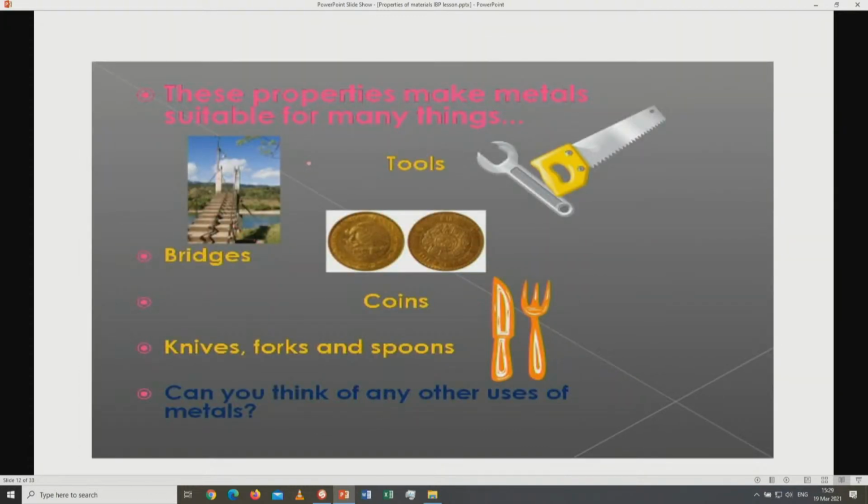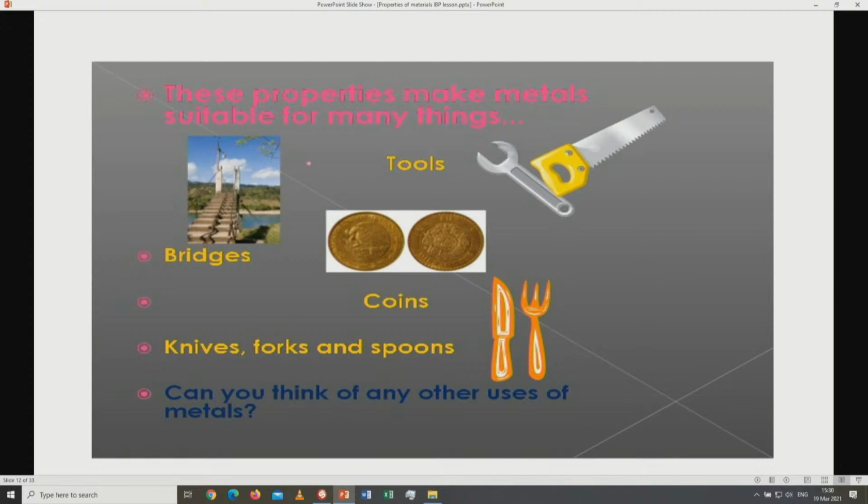These properties make metals suitable for making things like bridges. We know that we need metals, we need strong things to build bridges, to make tools, coins, knives, and forks. Can you think of any other use of metals?